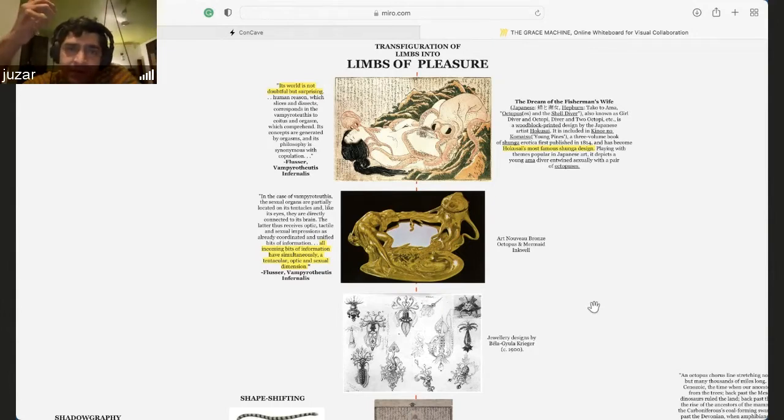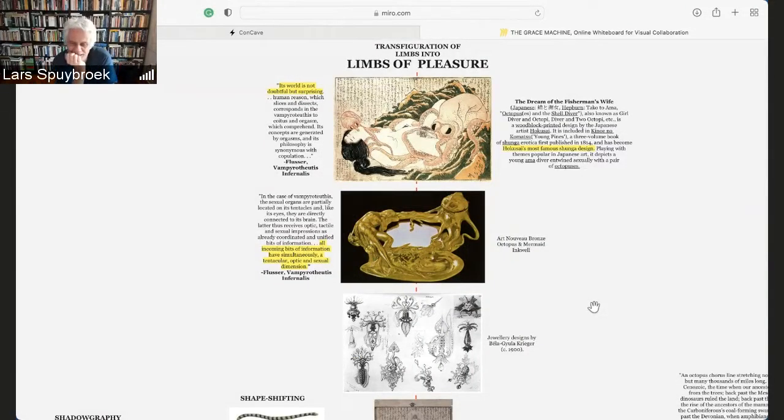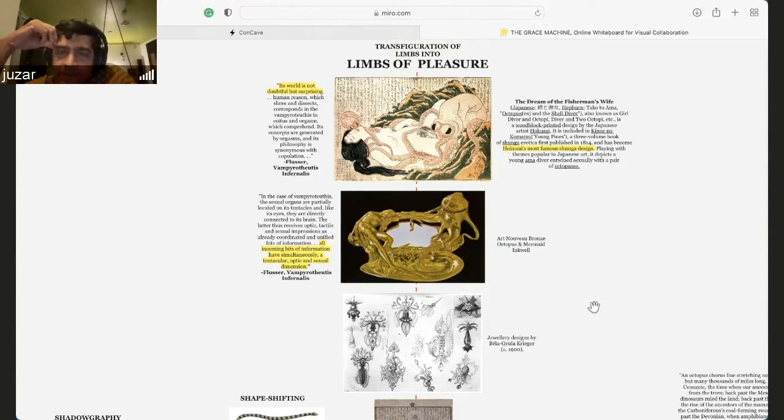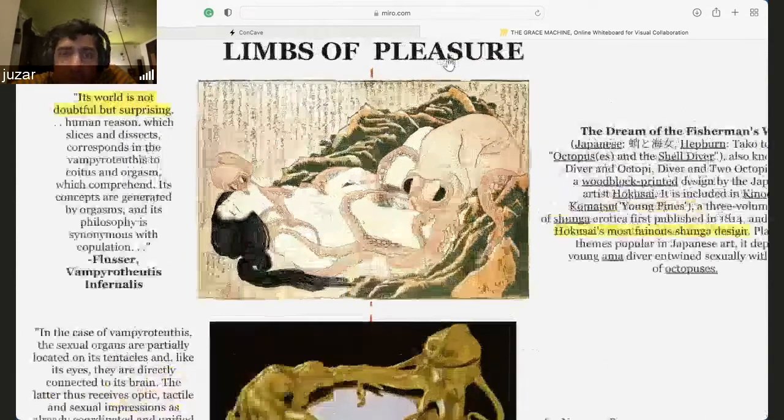pleasurable experience. So on the top, there is a famous drawing by Hakushai, The Dream of the Fisherman's Wife. It's a collection, a 3-volume collection on shunga art, basically erotic art of Japan. Can we zoom in there? Yeah, you can zoom in.